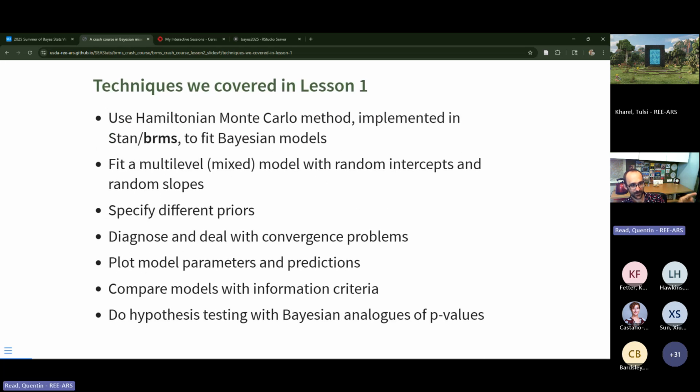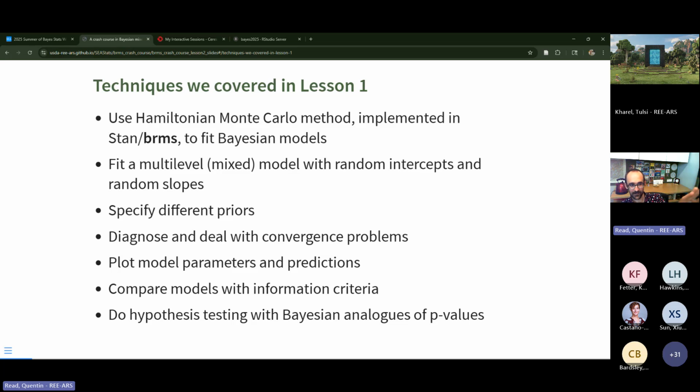And we learned a bunch of different techniques. Specific tools in our toolkit now include using this special kind of Monte Carlo sampling to fit Bayesian models, because as we know, it's very hard to estimate those high dimensional integrals without some special tricks like Monte Carlo. We've done a mixed model with random intercepts and random slopes. We've done a little bit with priors. We're going to do more.